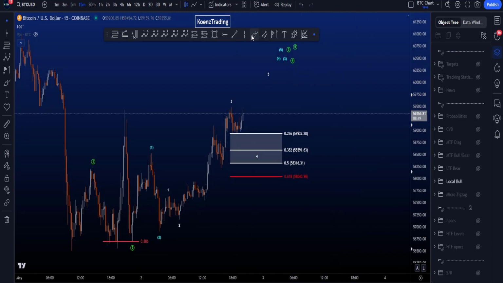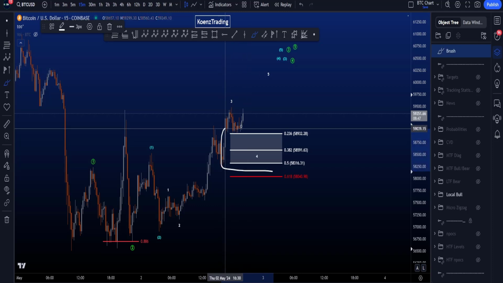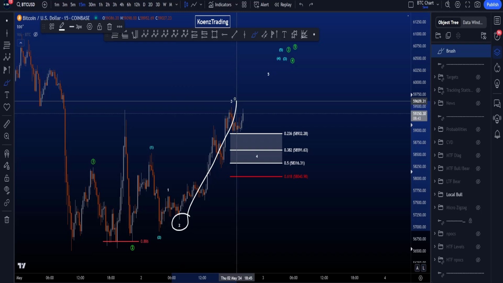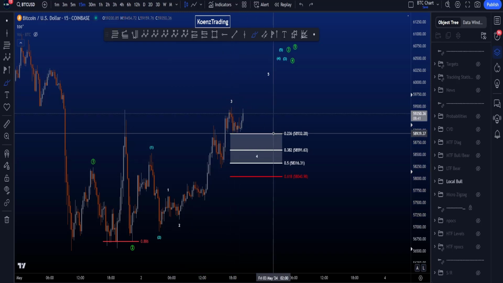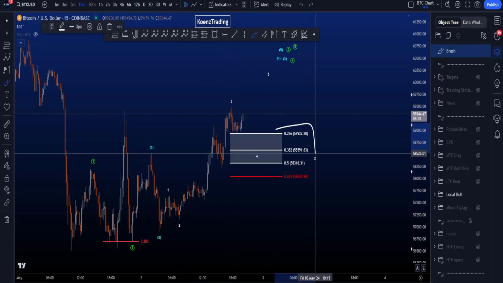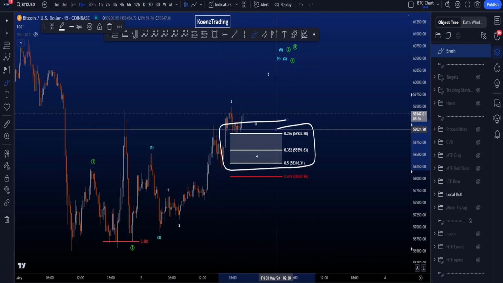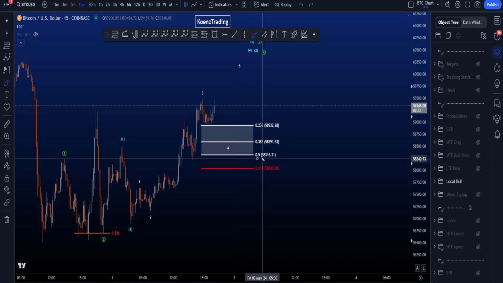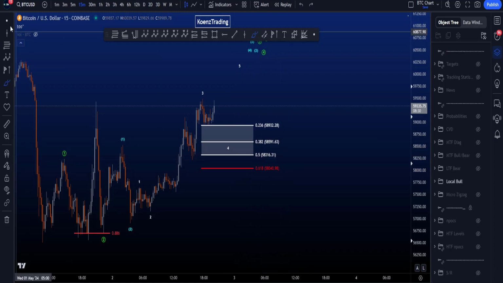Now the common target for this wave 4 is between the 0.236 and the 0.5, which is taken from the low of 2 to the high of the white 3, giving you a target area between 58.9k and 58.3k. The invalidation for this wave 4 is price hitting the 0.618 over here at 58k.